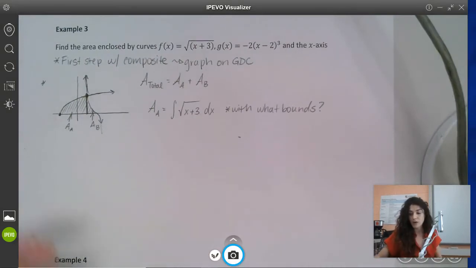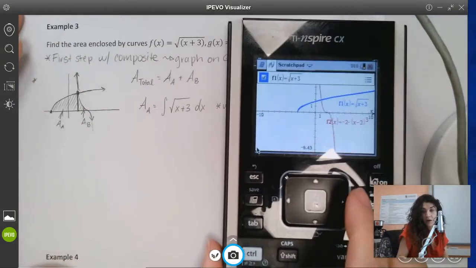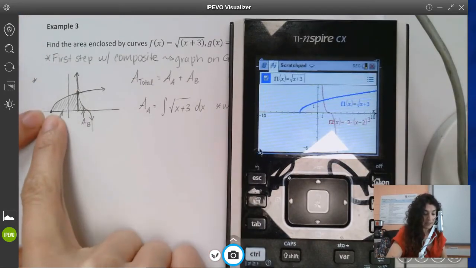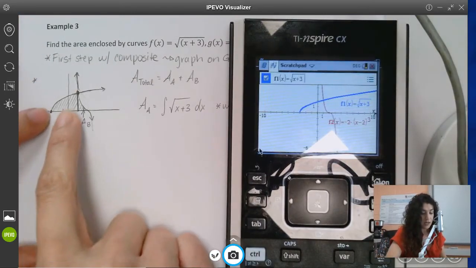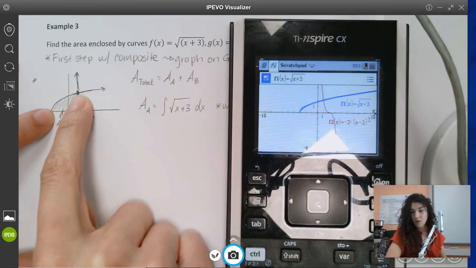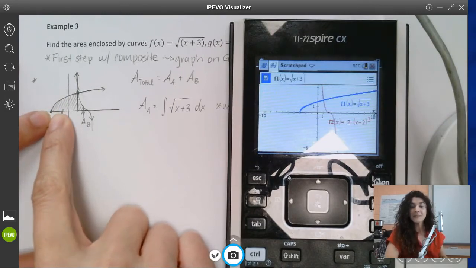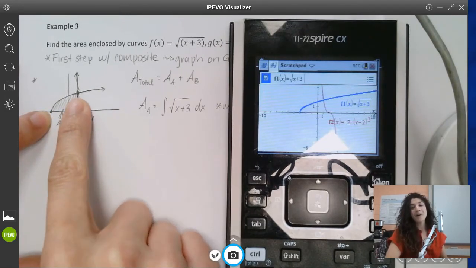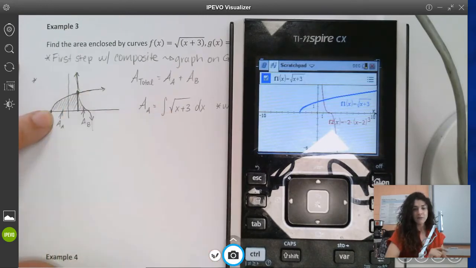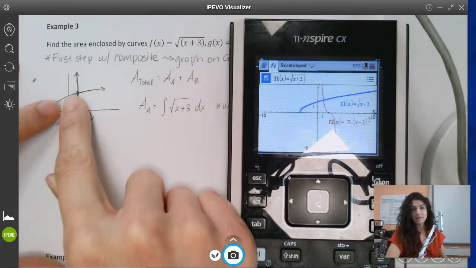So those are going to be our bounds. We just don't know what they are yet, but we can totally find them. I want you to go ahead and find the x value of your x-intercept, this point right here, and then the x value of your intersection. And then that will tell you the bounds for this guy. So I want you to find the x value here and the x value here.